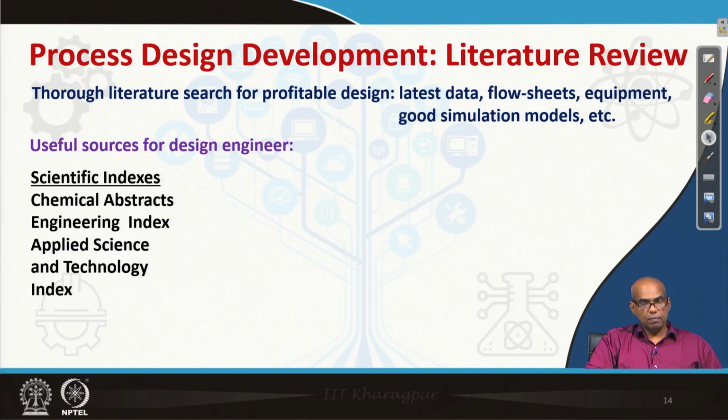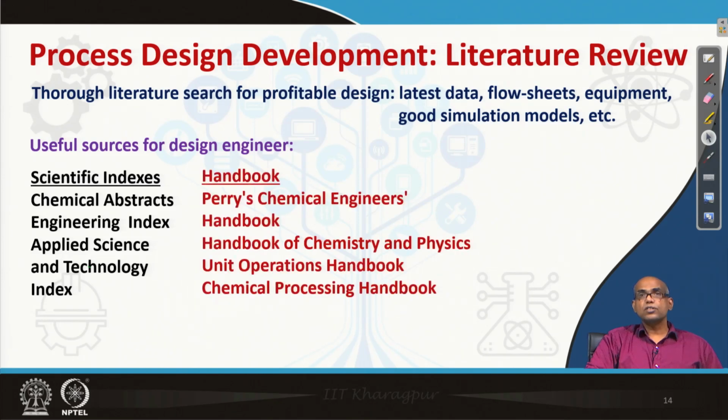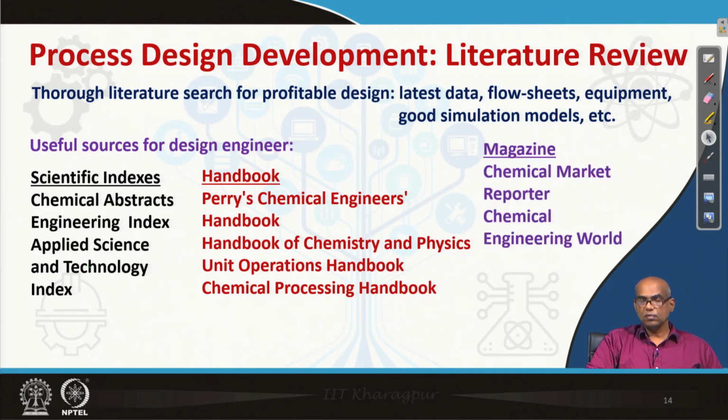There are several scientific indexes such as Chemical Abstracts, Engineering Index, Applied Science and Technology Index. There are several important handbooks: Perry's Chemical Engineers Handbook, Handbook of Chemistry and Physics, Unit Operations Handbook, Chemical Processing Handbook. There are several important magazines such as Chemical Market Reporter, Chemical Engineering World, etc.